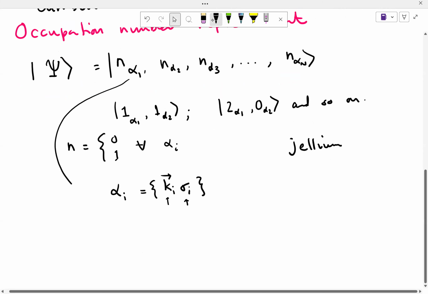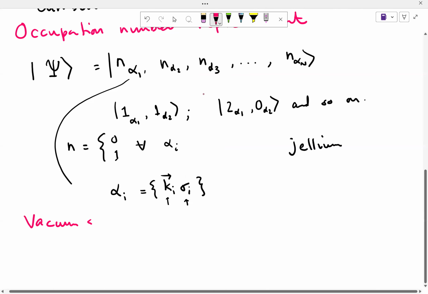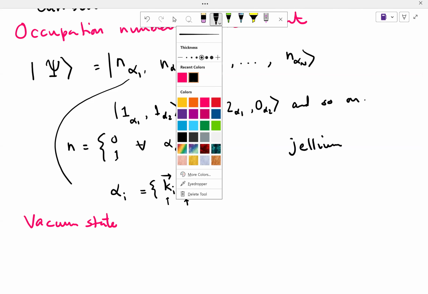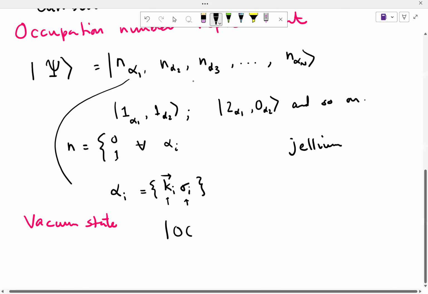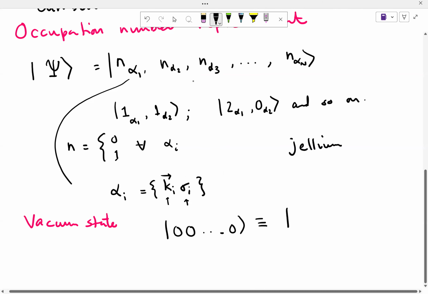We can also define a quantum state, which is the ground state, which is called the vacuum state. The vacuum state is really that there are zero particles, in any state. So there are zero alpha 1 particles, zero alpha 2 particles. There are no particles whatsoever. This is called the vacuum state. And in shorthand, we just write a big zero for this.